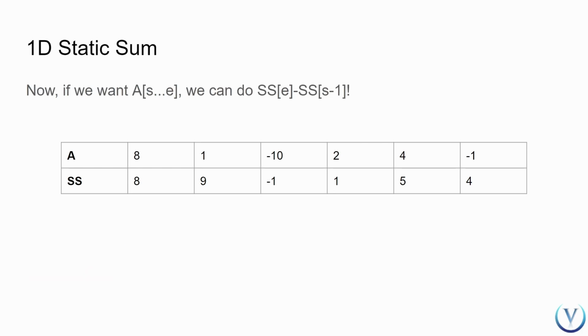Now suppose we have a query that asks for the sum from a of s to a of e. Instead of doing a for loop that goes from index s to index e, you can simply compute the sub-array sum as the difference of the two green elements over here. In other words, 1 plus minus 10 plus 2 is equal to 1 minus 8.